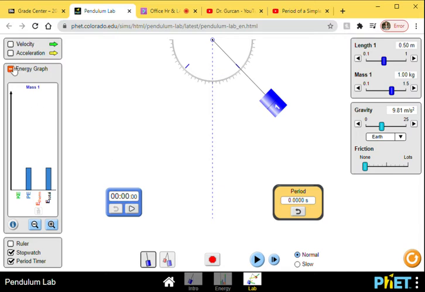And I opened up energy graph just to show you how the total energy is conserved in the system. For the next chapter, it's useful, really not in this lab activity at all.